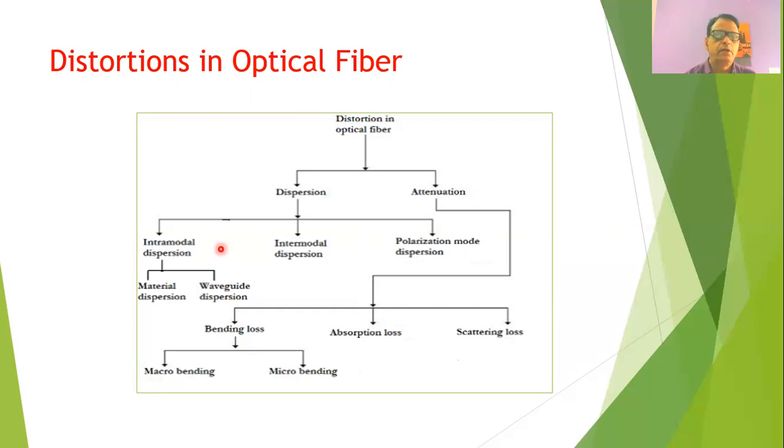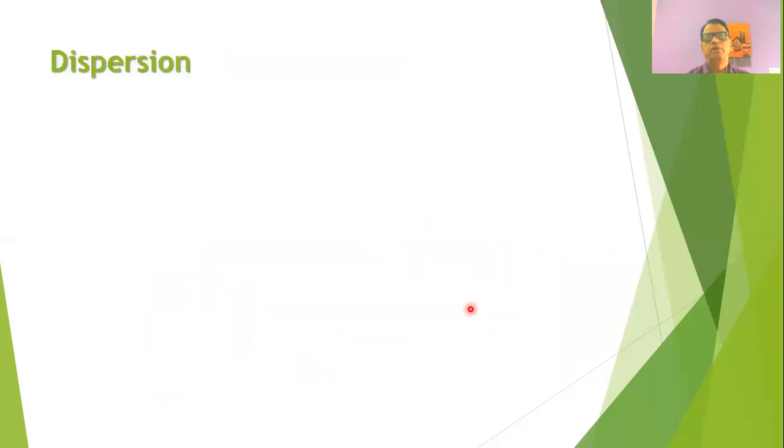This dispersion can be of different types. For example, we can have intramodal dispersion, intermodal dispersion, and polarization mode dispersion. Intramodal dispersion may appear due to the material, or it can be waveguide dispersion. As far as this session is concerned, we are going to discuss mainly what we mean by dispersion, and in another session, we will go through the different losses in the optical fiber.